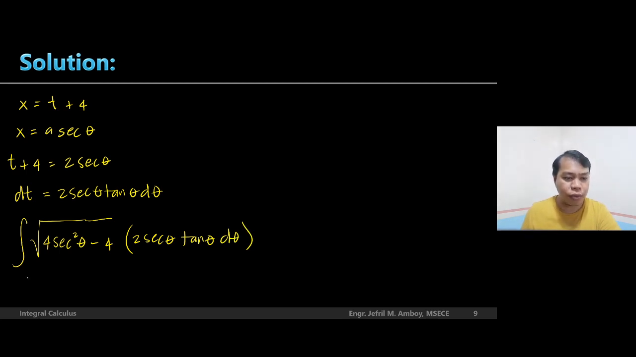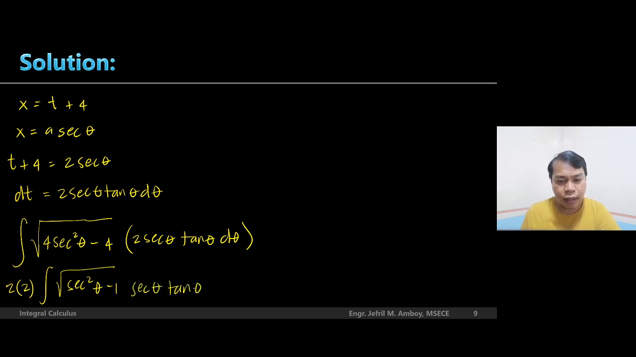Okay? So, itong 2 pwede ko nang isulat dito sa labas times the integral of, okay. So, common factor to, yung 4, no? Square root ng 4 is 2. So, ito magiging 2 times 2 na lang. Lagay natin dito, 2 times 2 times the integral of square root ng, okay, so may matitira dito na secant squared theta minus 1, times secant theta and then tangent theta d theta.